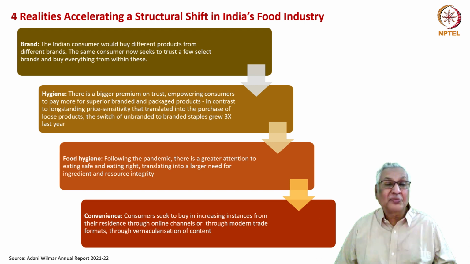Second, hygiene. There is a bigger premium on trust, empowering consumers to pay more for superior branded and packaged products, in contrast to long-standing price sensitivity, and that used to be translated into the purchase of local unorganized loose products. Now, the switch of unbranded to branded staples is growing at the rate of 3x last year. That's what one of the reputed edible oil and food products companies says. Food hygiene. Following the pandemic, there is a greater attention to eating safe and eating right. This is translating into a larger need for ingredient and resource integrity.